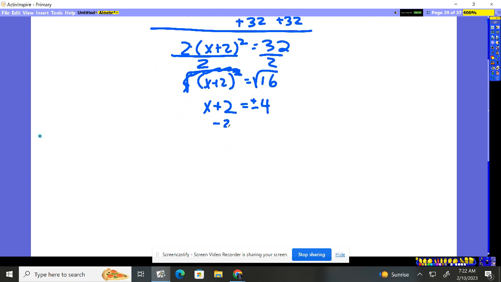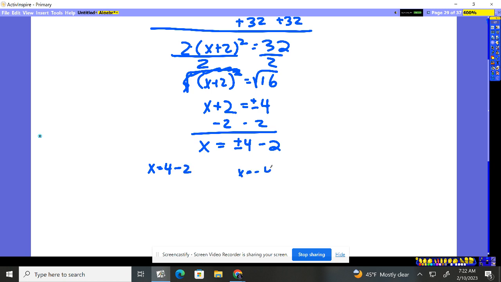So now I'm going to move the 2 over, subtract 2, subtract 2. x is equal to a positive 4 minus 2 or a negative 4 minus 2. So let's separate into those two pieces. Positive 4 minus 2, negative 4 minus 2. This gives me 2 as one solution. This gives me negative 6 as the other. There are the two solutions to our problem.